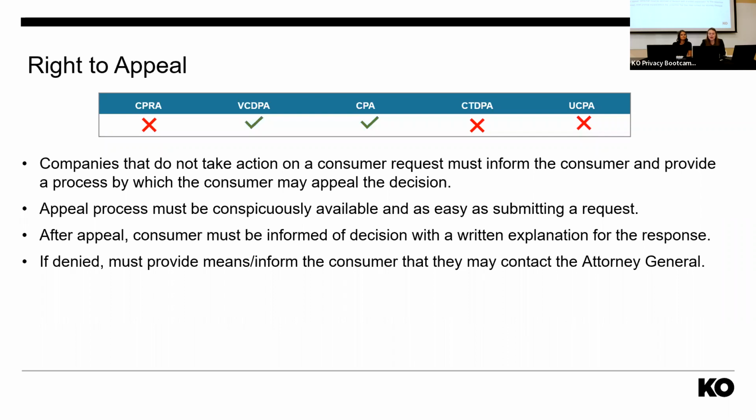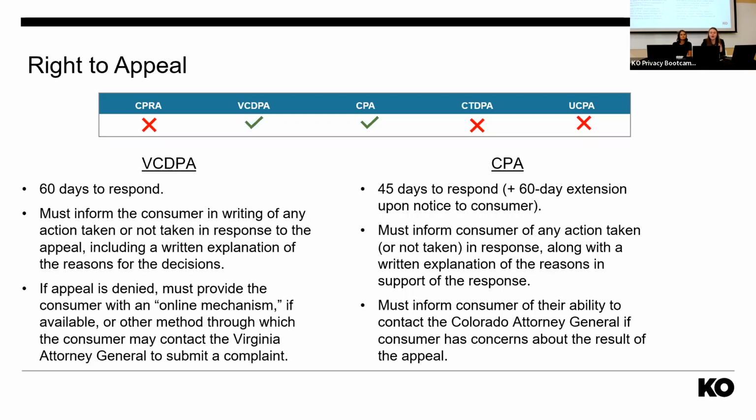In addition, if the request is denied, at least in Virginia and then in Colorado generally, the consumer must be informed that they may contact the Attorney General. So this isn't an affirmative requirement for the business to inform the Attorney General about anything, but you do have to provide the contact information for the AG. Or in Virginia, they suggest using an online mechanism for the consumer to contact the AG, but that's not required. It's one of the methods that are available for that.